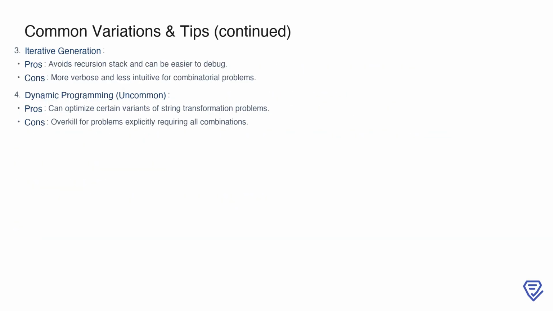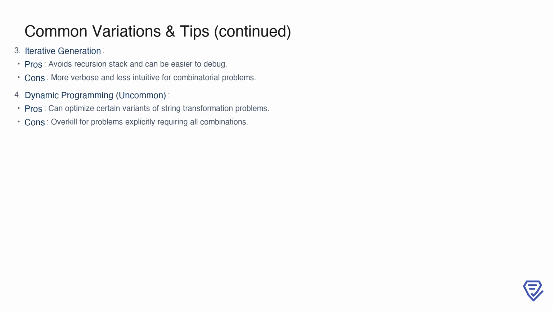Iterative generation is another approach to solving problems like this. It avoids the recursion stack, which can be beneficial, and it's often easier to debug. However, it tends to be more verbose and less intuitive, especially for combinatorial problems.